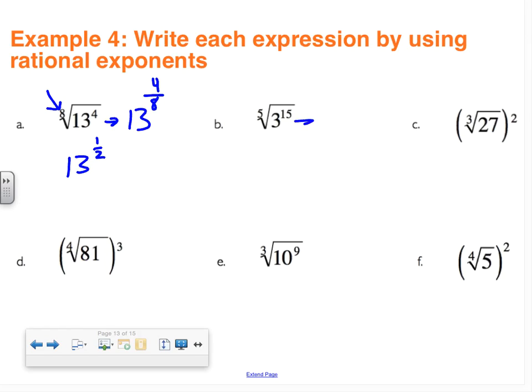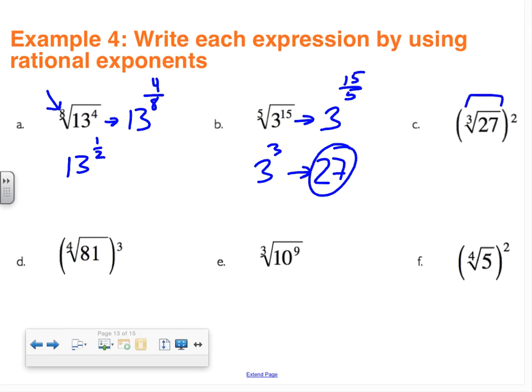Now on this one, let's rewrite it. It should be 3 to the 15 over 5 power. That fraction reduces to just 3, so it's 3 to the 3rd power, which you can simplify more. It's just 27. Next, we've got the 3rd root of 27. Well, you could rewrite this in exponential form, and you'll eventually get the right answer, but you should also know what the 3rd root of 27 is by now. The 3rd root of 27 is just 3. So this is going to be 3 squared.